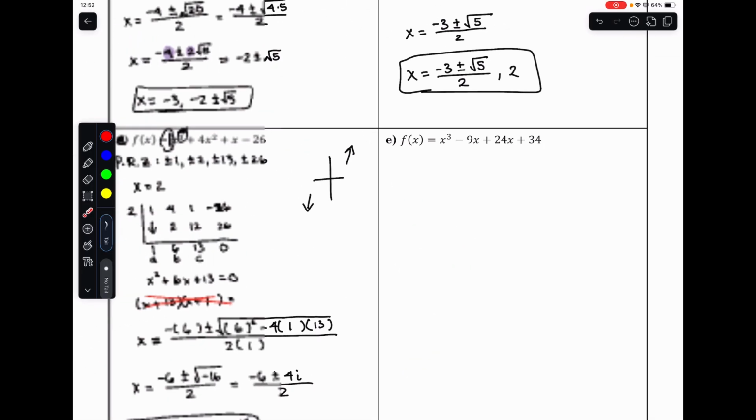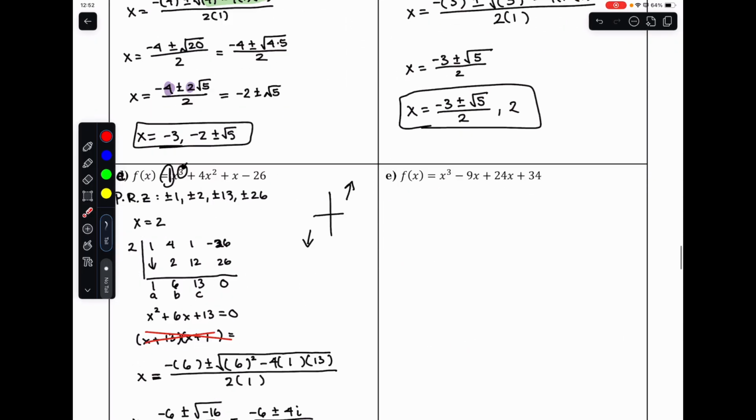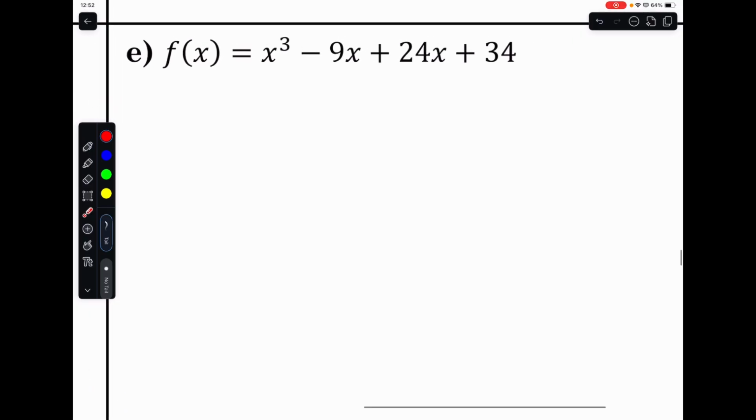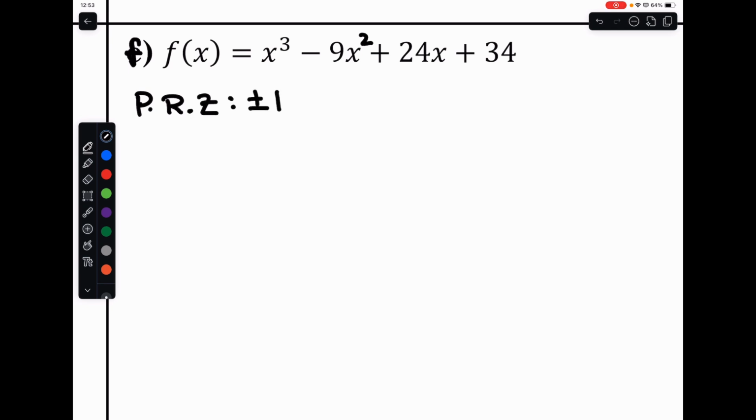Finally, the last example I want to go over is, well, it's labeled as E, but it should be F. So fix that for me on your notes. That should be example F. And we have f of x equals x cubed minus 9x squared plus 24x plus 34. So let's look at the list of possible rational zeros. It is simply going to be the list of factors of this last number, since this number right here is 1.